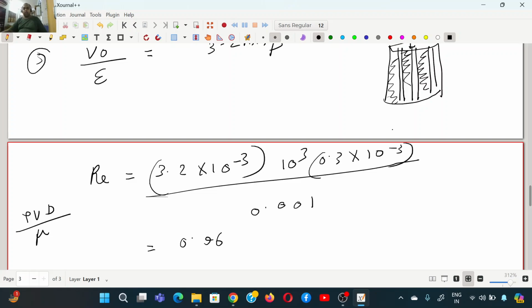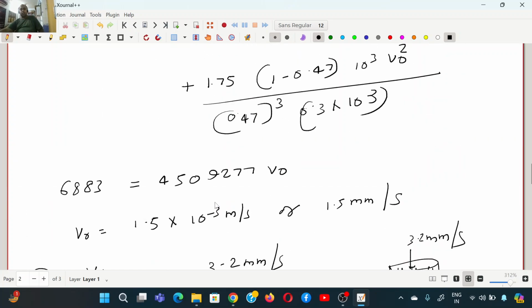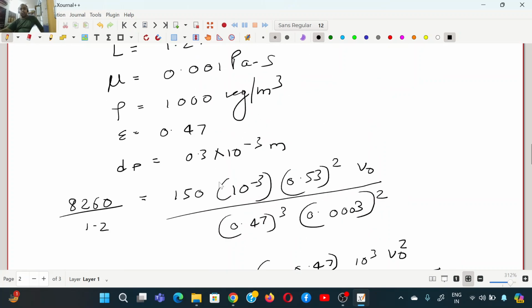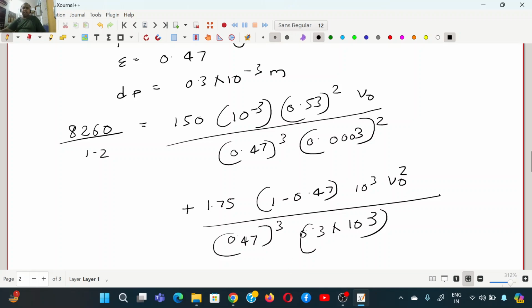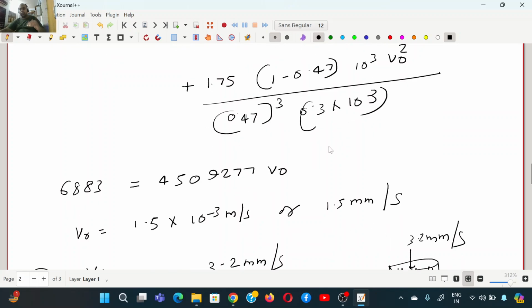Which is less than 1. So it is justified that the Reynolds number is very small. So that's why ignoring this part, the Burke-Plummer part, is justified. So that's how you recheck it. We could have taken the entire thing and solved it as a quadratic also, but that's more cumbersome and more time consuming. So instead you just take one part and you calculate the velocity, then you calculate the Reynolds number.